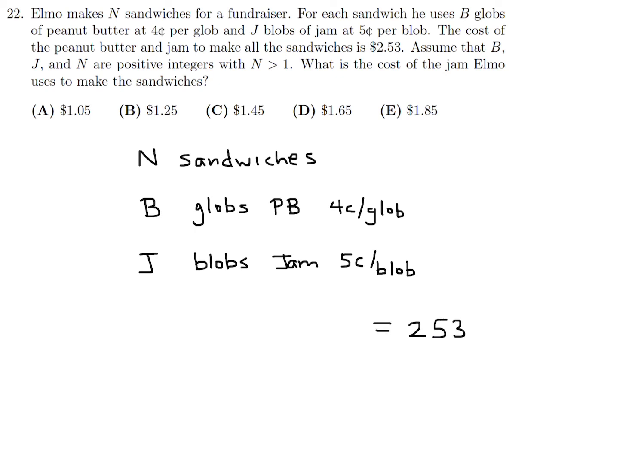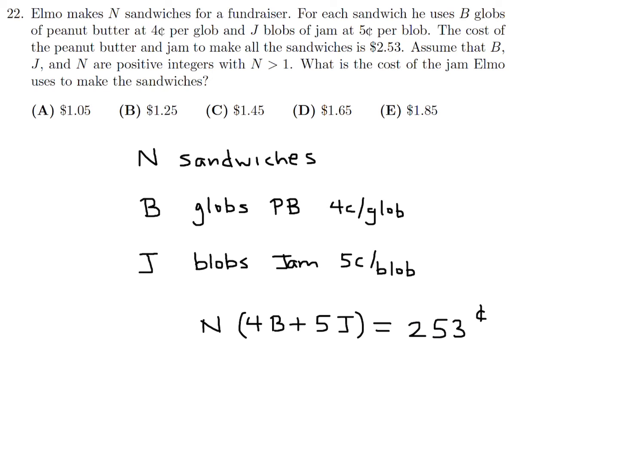253 cents, like that. Now, for each glob of peanut butter, we've got to multiply that by 4 cents. So 4 times B, and add to that 5 times J, where B and J represent the number of globs and blobs of this stuff. Now, of course, this is the cost for one sandwich, so we've got to multiply this by N, which represents the number of sandwiches. And I think that's it.